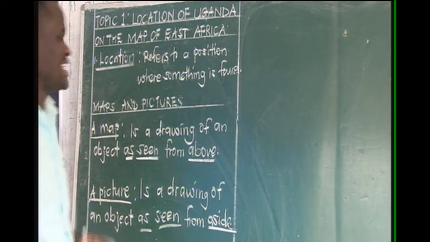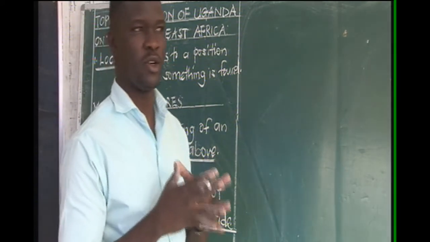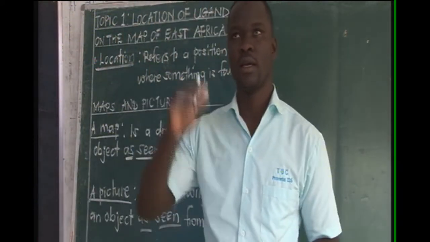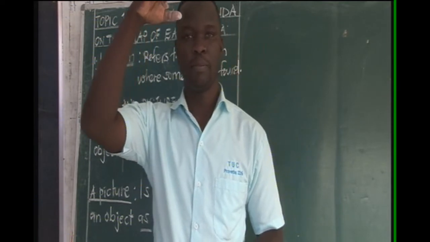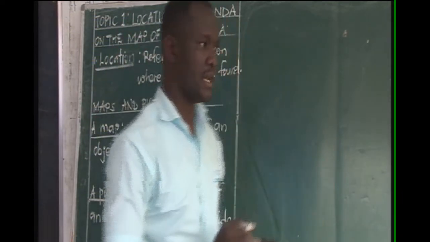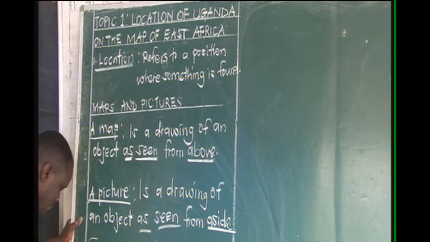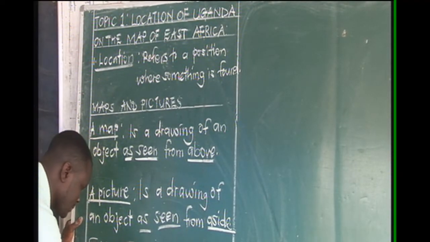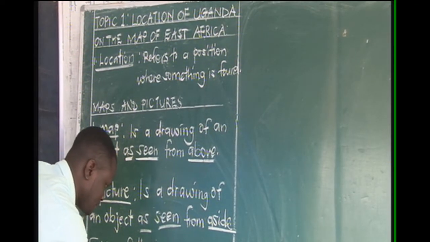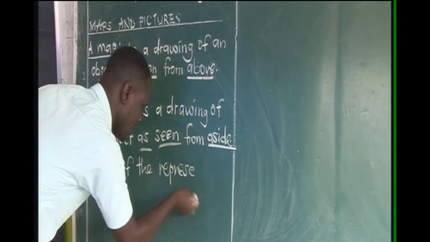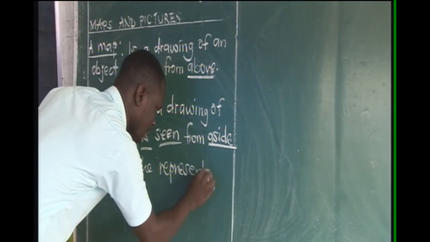Now, which means that here we are having objects represented. We can represent these objects the way we see them from either up, that is above, or from a side. So we are going to look at some of the representations, some of these pictures and maps.